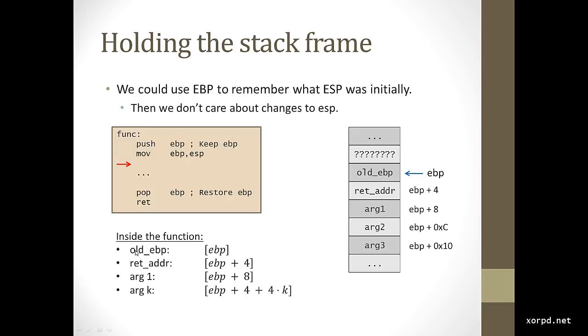The old EBP could be found in location EBP. The return address could be found in EBP plus 4. Argument number 1 could be found in EBP plus 8. And argument number k is in location EBP plus 4 times k.